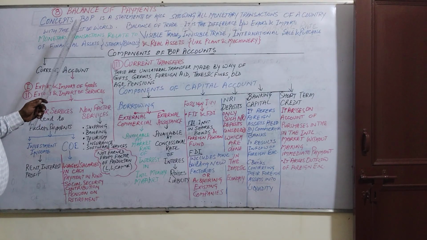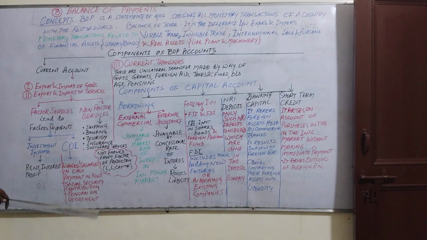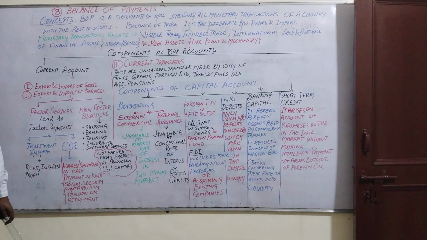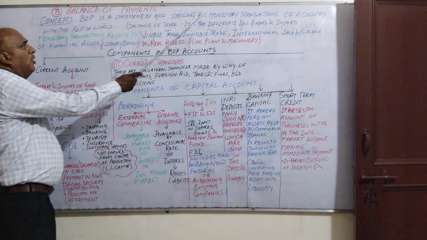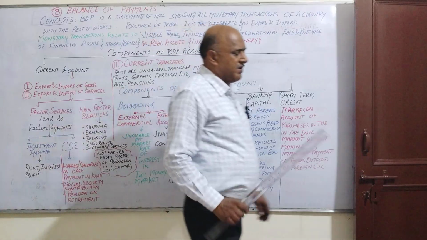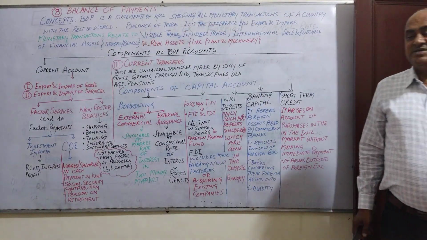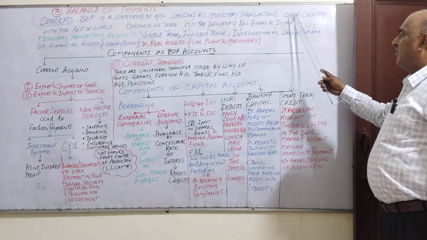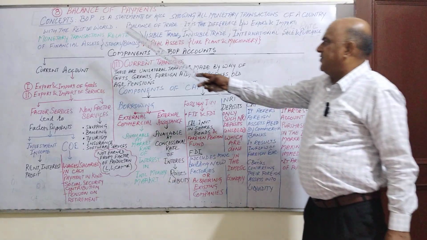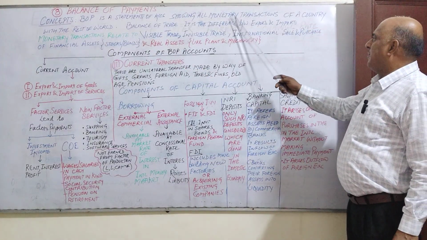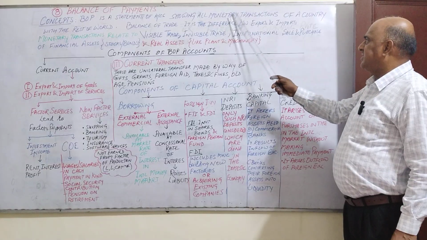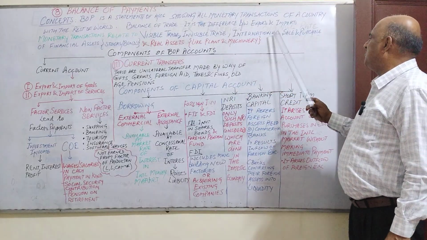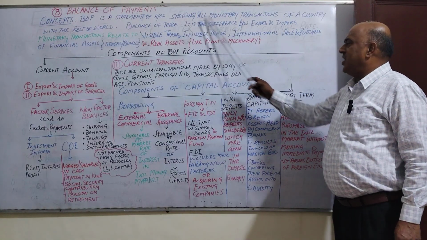So first of all, we should know the concept of balance of payments. BOP is a statement of accounts showing all monetary transactions of a country with the rest of the world. Economic transaction can also be said. Balance of trade, on the other hand, is the difference between exports and imports. So both are not the same.